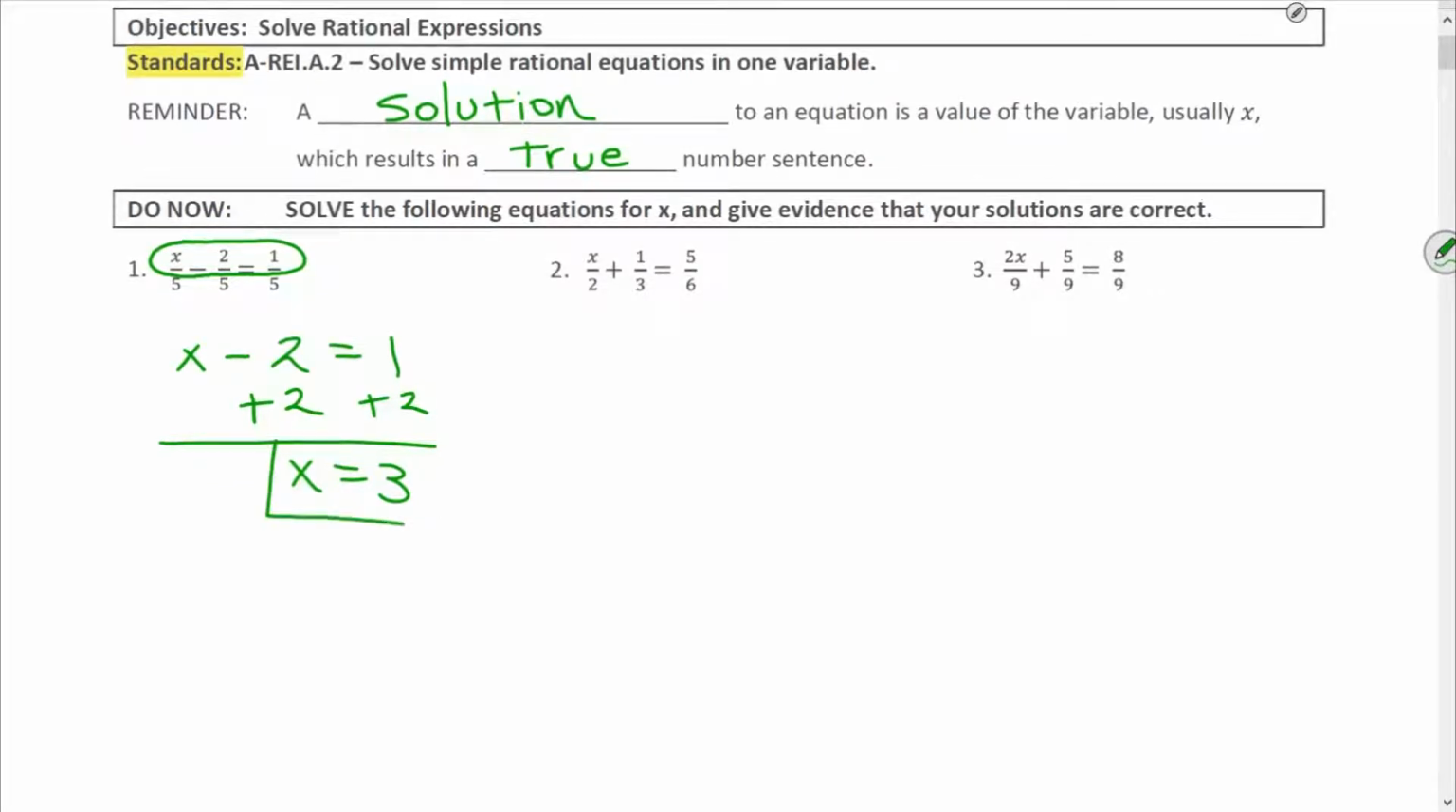Plug it back in just to check that 3/5 minus 2/5 will give me 1/5, and this is the actual solution. This method is what we call equating numerators: once you have a common denominator, you then set the numerators equal to each other.